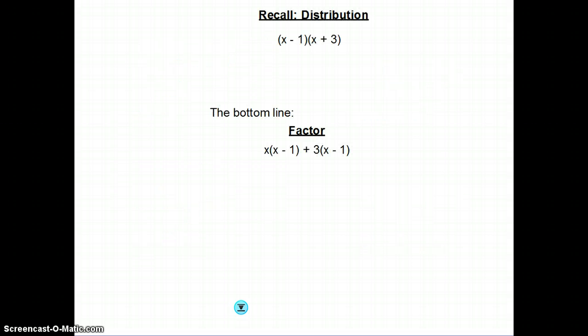So let's recall for a moment our process of distribution. What we have done in the past is taken this entire x minus 1 and distributed it to both terms inside the second parentheses, giving us x times x minus 1 plus 3 times x minus 1. Now all we're going to do is rewind that process and do it in reverse. Instead of putting the x minus 1 in, I am going to take that x minus 1 out since it's repeated. So I end up with x minus 1, and when I take that out, I have x plus 3 left in parentheses.